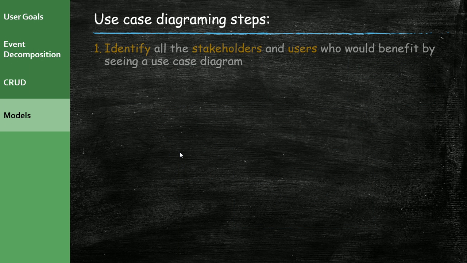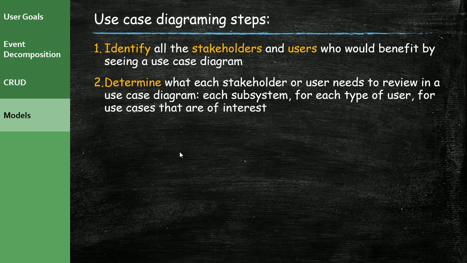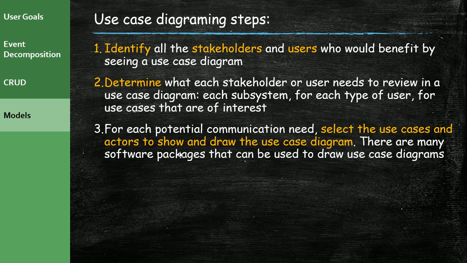So, use case diagramming steps. First, we identify all the stakeholders and users who would benefit by seeing a use case diagram. Determine what each stakeholder or user needs to review in a use case diagram for each subsystem or each type of user for use cases that are of interest. So you don't always have to do a use case diagram for all of the use cases, but it's helpful for people to see how they're going to use the system.